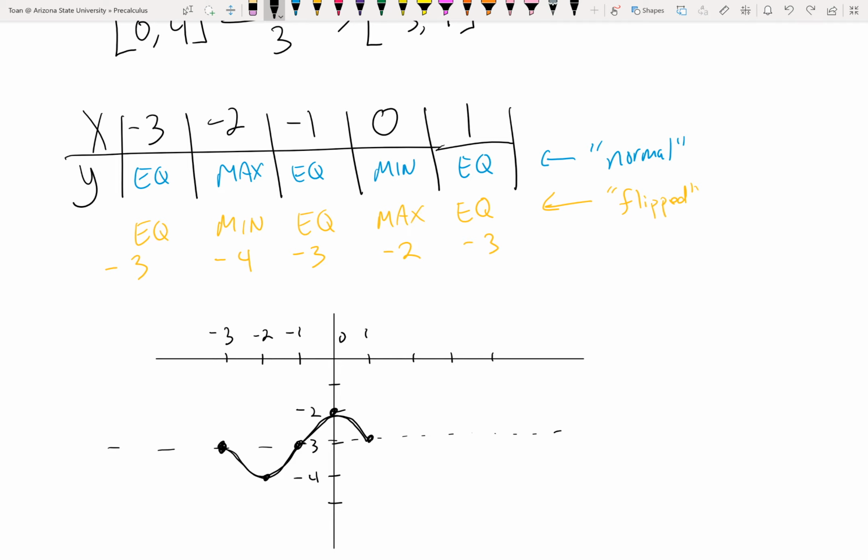Of course, the idea will be the same for cosine. So that's it. That is 5.4. That's all I'm going to be asking you to do. Can you produce decent, just one period of any sine or cosine function I give you? Have at it.